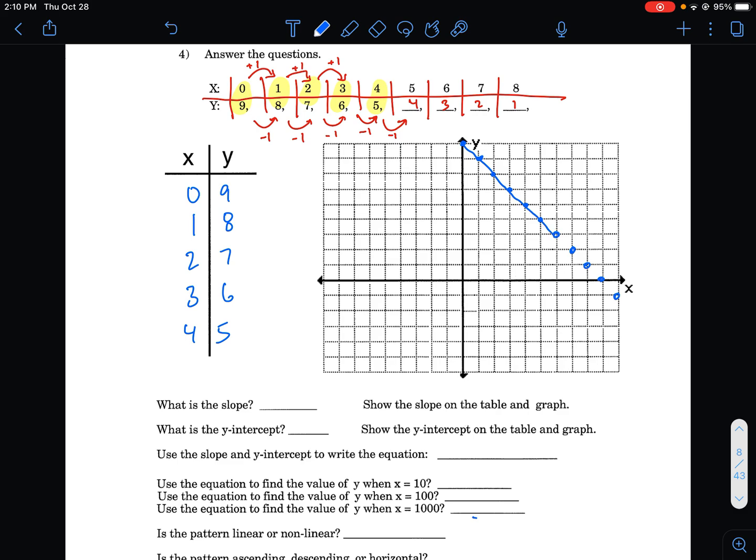Hopefully I can draw a straight enough line. It's pretty straight. It's not too bad. Okay, let's figure out the slope. What is the slope? Well, remember, slope is the m number, and the b number is probably nifty to know for when we write our equation. But our slope is the change in y over the change in x, and we could do that by looking at our table, or we can look at our graph.